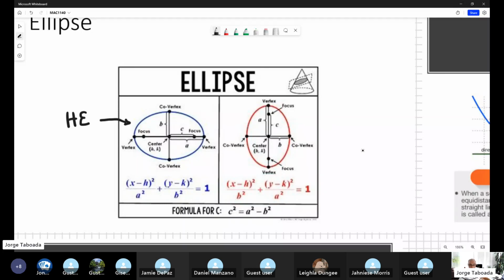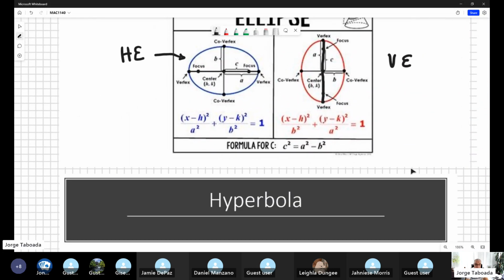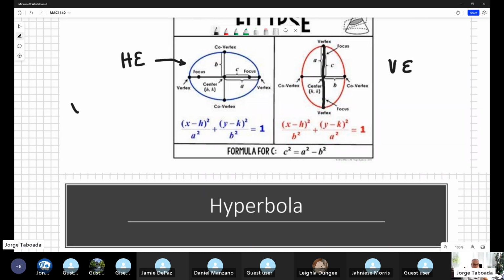Otherwise, when the major axis, in this case this axis, is parallel or coincident with the y-axis, then it is vertical. So how do you identify it? Look at the equation of the ellipse. Well, look at this equation. Let me try. This equation says (x minus h) squared divided by a squared plus (y minus k) squared divided by b squared, and it is equal to 1.